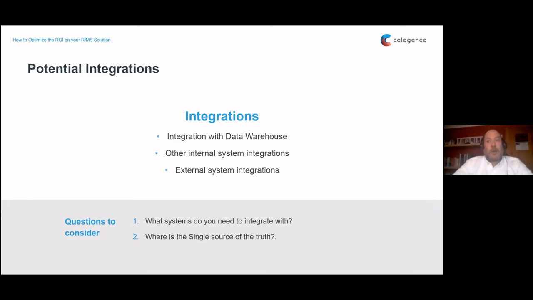So the key questions to look at when you're looking at systems integrations are: identify what those systems are that you would like to integrate with and what data you need from those systems. And also, where is the single source of the truth? It is likely a lot of your systems will contain multiple copies of the same piece of data. So it's very important to work out where that single source of the truth is located.